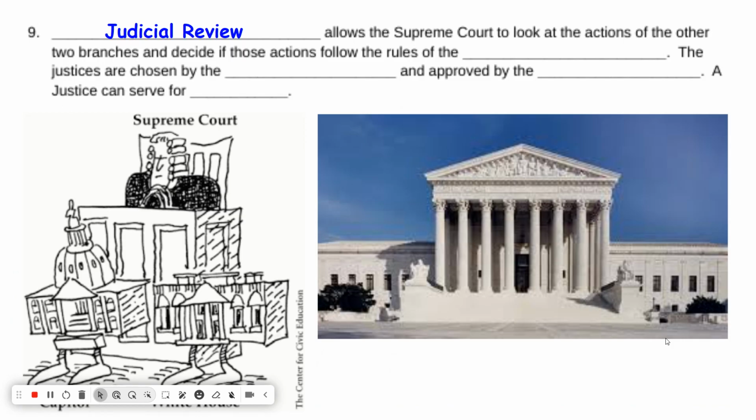Judicial review. This is a power that the courts have. It allows the Supreme Court to look at actions of the other two branches and determine whether or not those actions follow the rules of the Constitution. The justices are chosen by the president, and they have to be approved by the Senate, and a justice can serve for life.